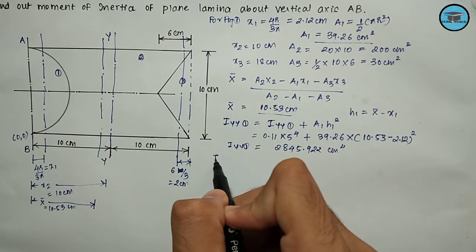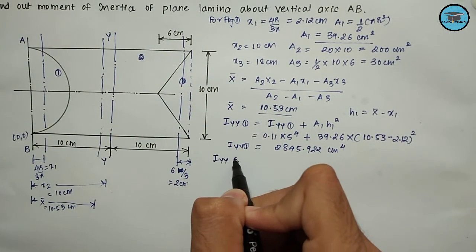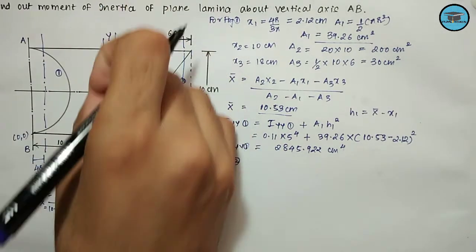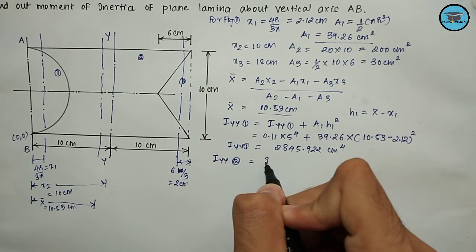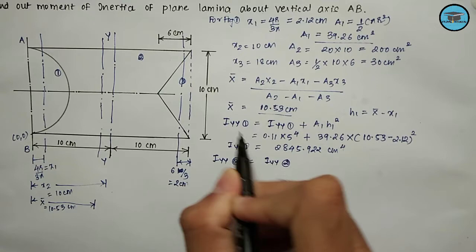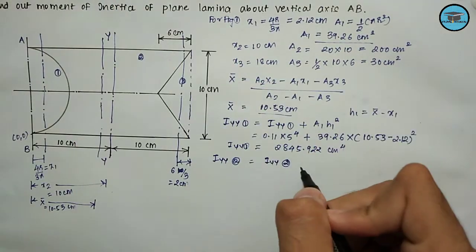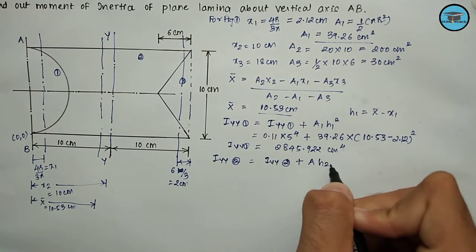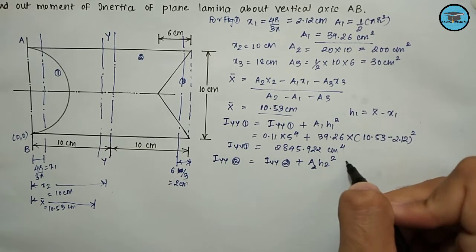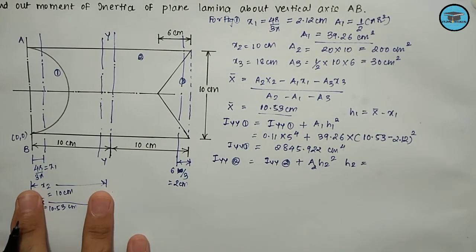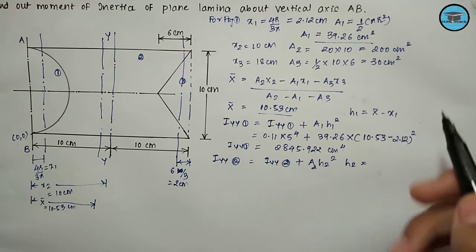Similarly, we need to obtain the moment of inertia for this rectangular region about this axis YY, and it can be given as Iyy2, that is the moment of inertia about its local YY axis, plus area into h2 square, and h2 is nothing but this much distance, that is x2 minus x bar.